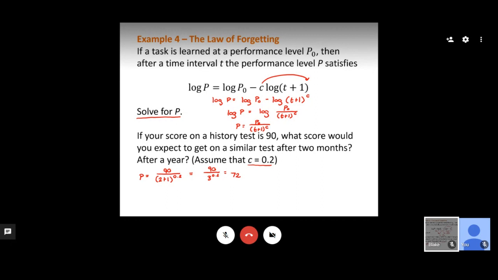Okay, now they also want to know after a year, right? So we're going to do the same thing here. P equals our initial test score is still the same. That's still a 90. What's our T value going to be this time? 12. Good, because we're talking about months. So a year will be 12 months. And our C value is still the same, 0.2. So this time we're actually doing 90 divided by 13 to the 0.2. Let's see what you get for that one.